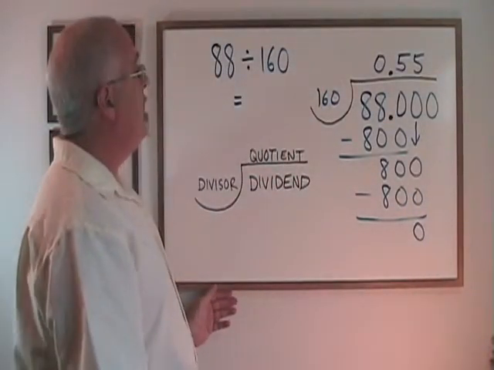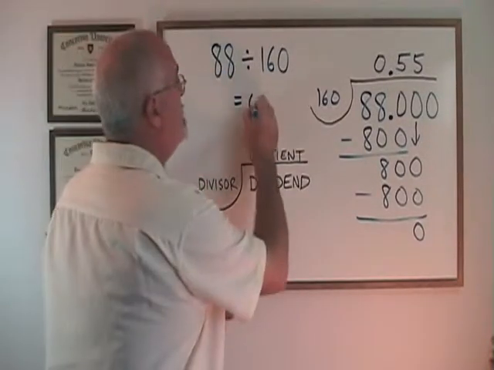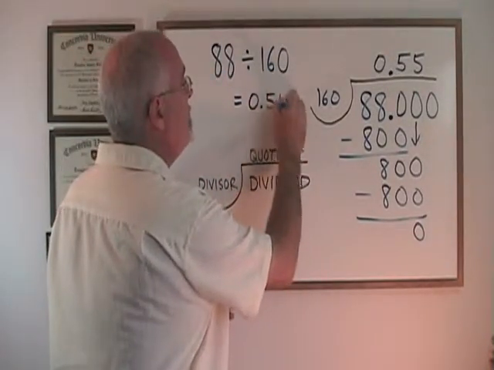And that means that the answer to the division 88 divided by 160 is 0.55.